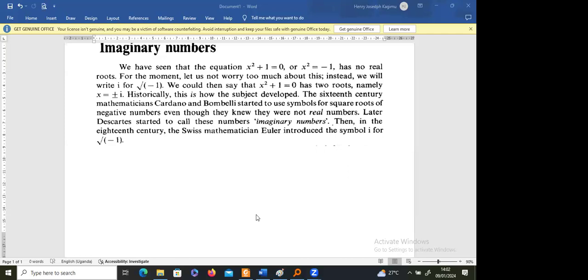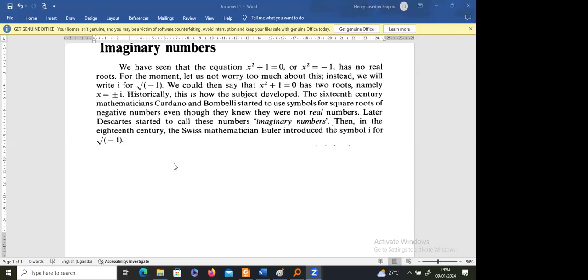We have seen the equation x squared plus 1 equals 0, or x squared equals -1, has no real roots. For the moment, let us not worry too much about this. Instead, we'll write i for the root of -1. We could then say that x squared plus 1 equals 0 has two roots, namely x equals plus or minus i.